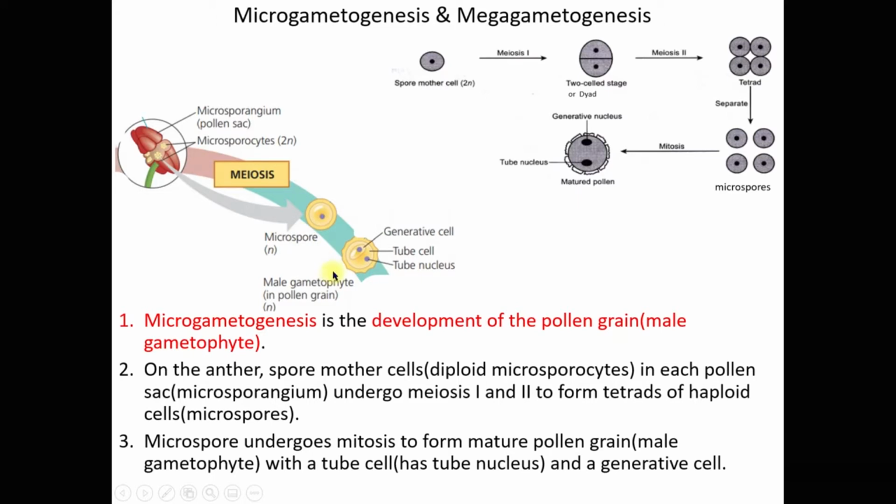This mature pollen grain, or male gametophyte, has a tube cell. You can see the tube cell here, and this tube cell has a tube nucleus. This mature pollen grain also has a generative cell. So one mature pollen grain has a tube cell and a generative cell in it, like 2 in 1. Two cells combine together to form one big cell, which is the mature pollen grain.